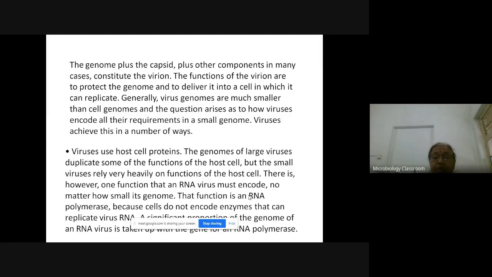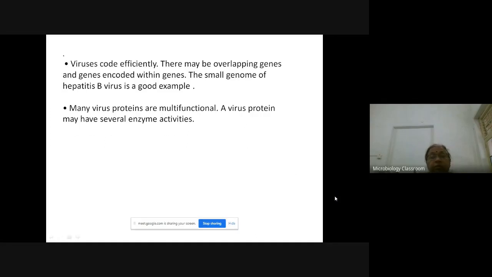So this we will see shortly in the coming lectures, how this is achieved by specific viruses. We have some viruses and their reproduction in your syllabus. So in the reproduction part, we will have the details of the reproduction of the viruses.